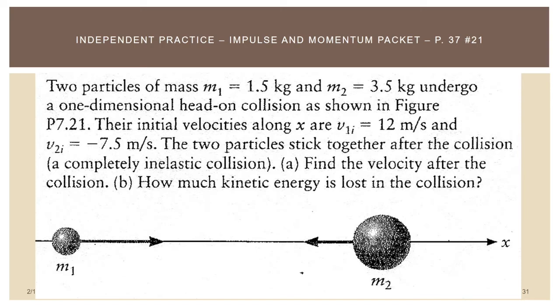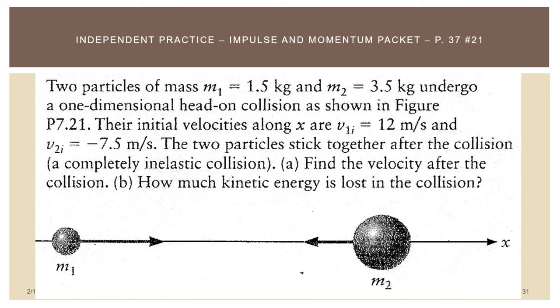It says here the two particles stick together after the collision, and they tell you here a completely inelastic collision. You will notice from time to time that the language used here varies from book to book. A completely inelastic, perfectly inelastic, however they refer to it. And the question is asking you here to find the velocity after the collision, and they're asking you about how much kinetic energy is lost in the collision. Now, let's hold off on part B for a minute. We are definitely going to address part B because that's a really important thing in this course, as you will find. But I would like you at the very least to do part A right now on your own.